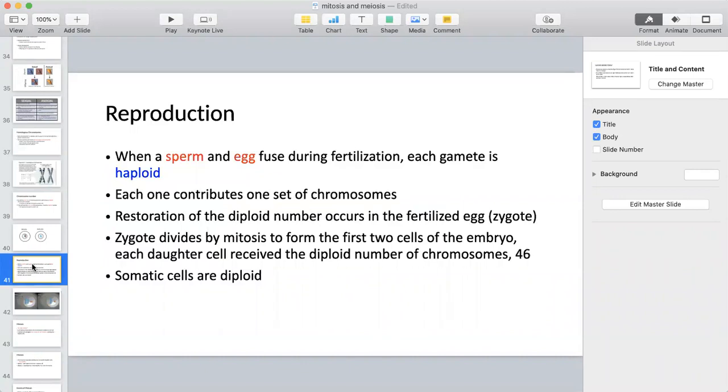And so that's where we're going. With reproduction, we're going to require the union of two different gametes. That sperm will fuse with an egg for fertilization. So each one of those gametes will be considered haploid. Each one is contributing one set of chromosomes, thereby, upon union, restoring that diploid number in that fertilized egg that we call a zygote.